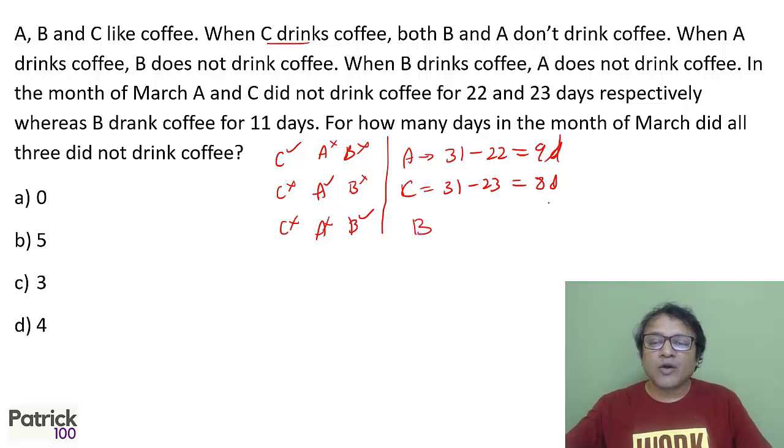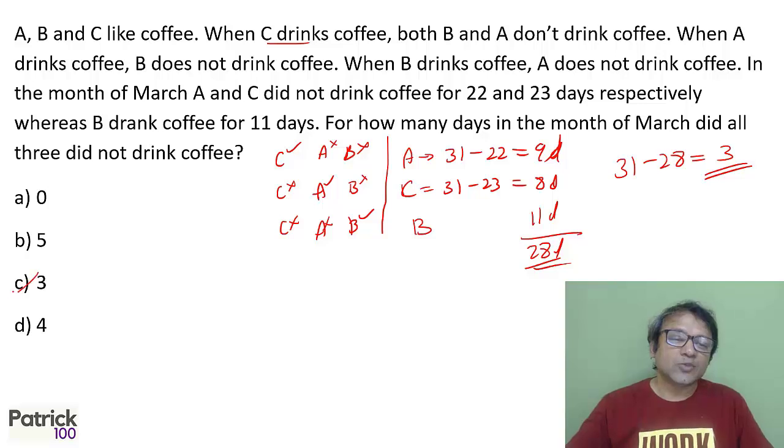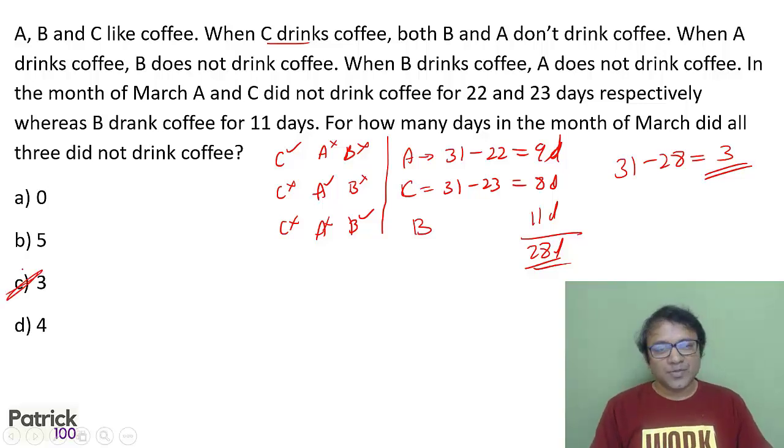Also you have B who has drunk coffee for 11 days. So the total becomes 28 days they have drunk coffee, one out of three. So how many days have they not drunk coffee? 31 minus 28, which will come to 3 days. C option, that will be the answer.